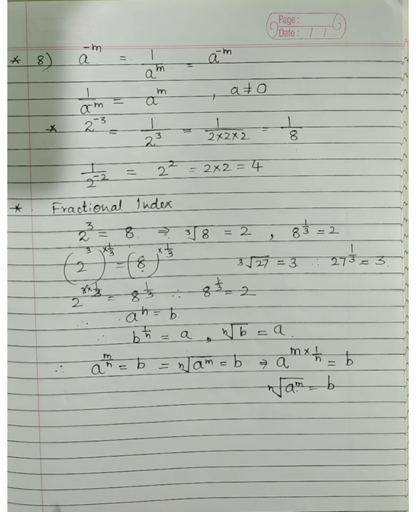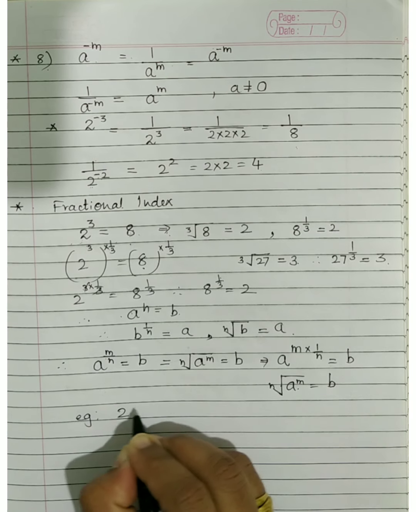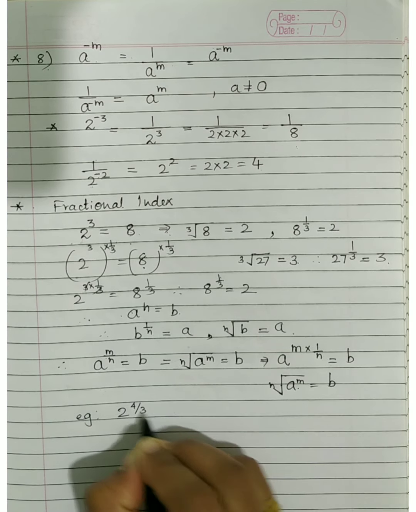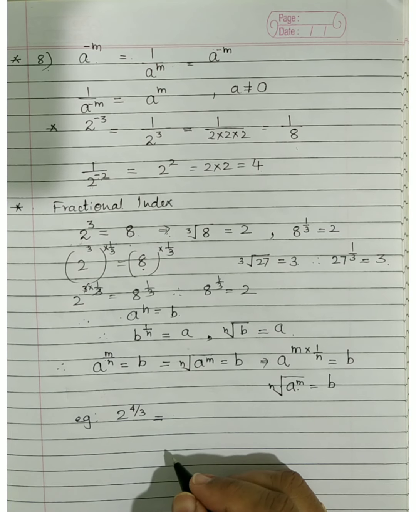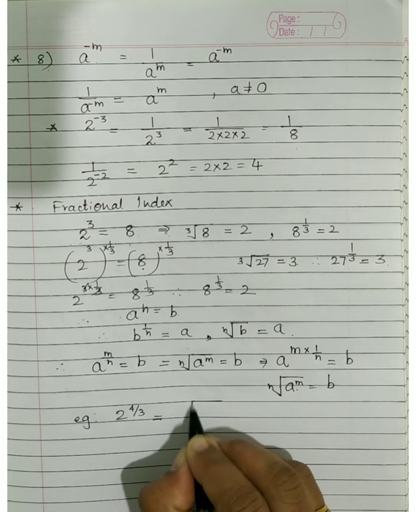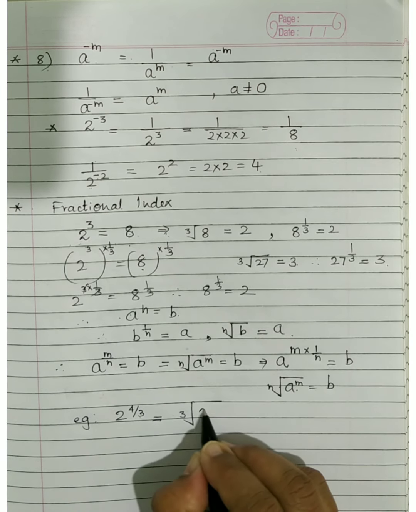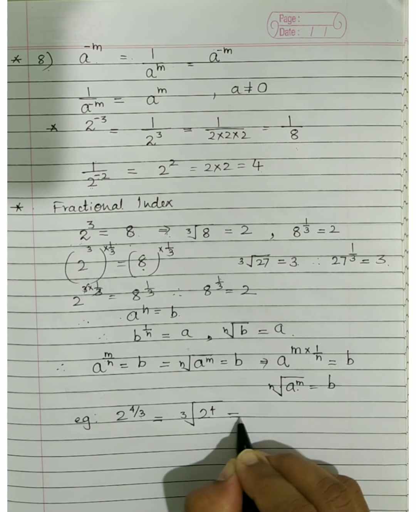Where we need to express it, I will show you an example. Suppose you have 2 raised to 4 upon 3. So how can you express it? Both ways you can simplify it. You will first write it as cube root of 2 raised to 4. And now at least you can simplify, no?